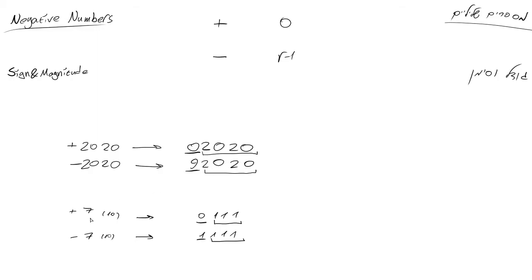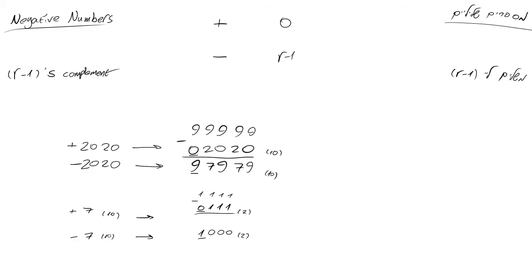Here's an example of taking a signed number in decimal and changing it to binary. So plus 7 is 0, denoting the positive, and 111 is 7 in binary. If you want to say negative 7, you get 1 and 111. So this is positive 7, this is negative 7 in base 2 in sign magnitude.